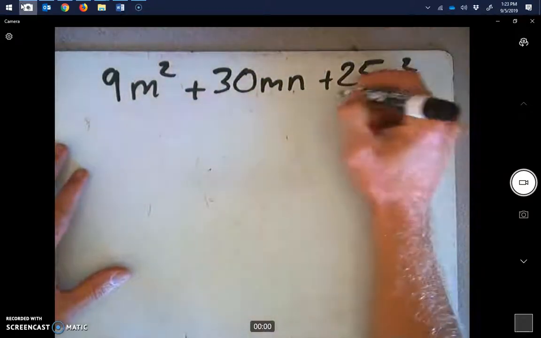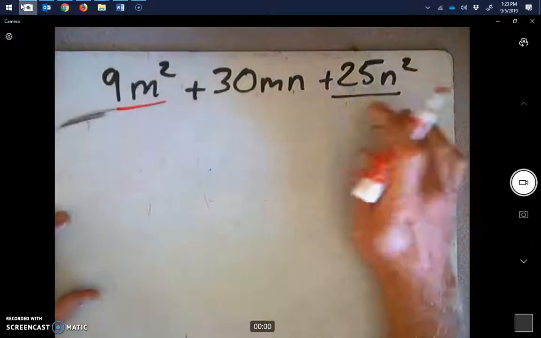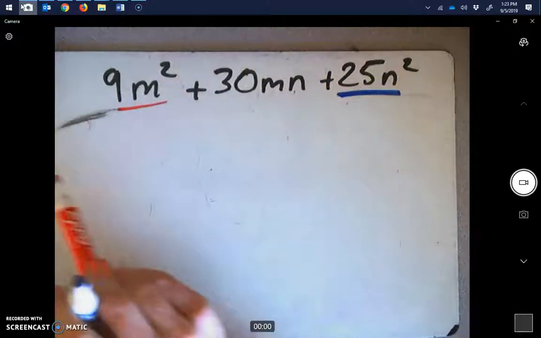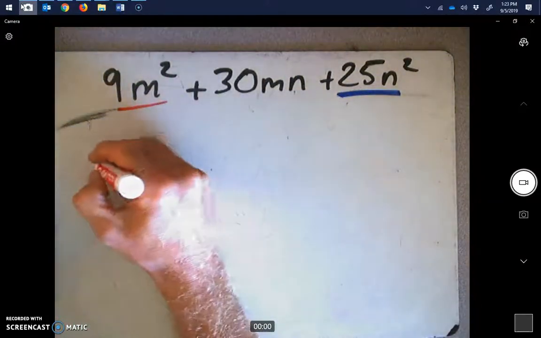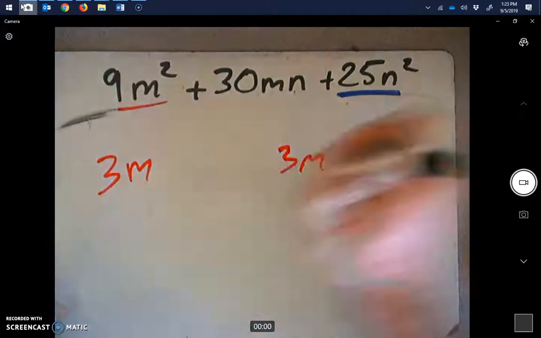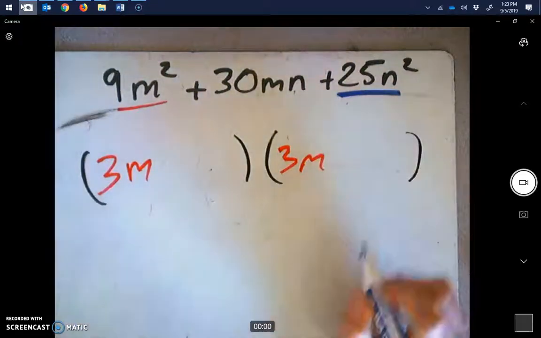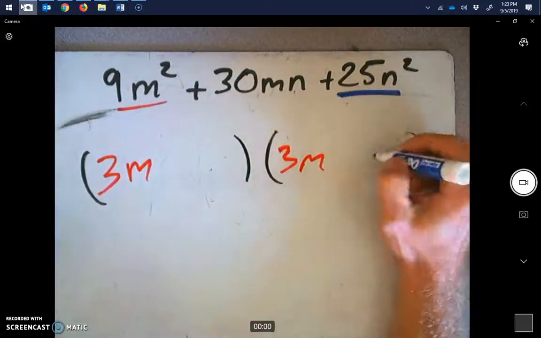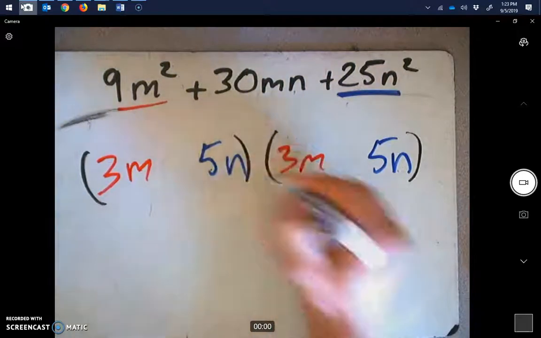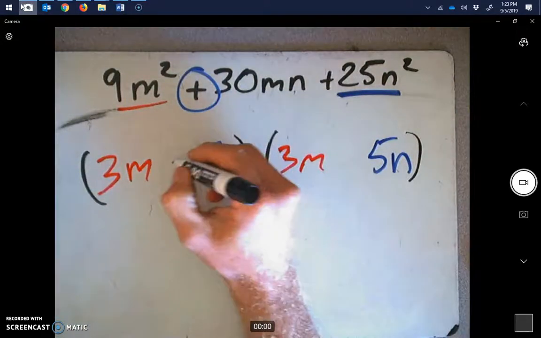So next thing I want to do is look at the first and the last number. I'll actually color code that. And we're going to square root them. Okay, so square root of 9m squared, we get 3m. That's going to be the first term of both of our binomials. Now, our last term, it's 5n. It's a square root of 25n squared. And we can go to this sign and see it's plus, so they'll both be plus.